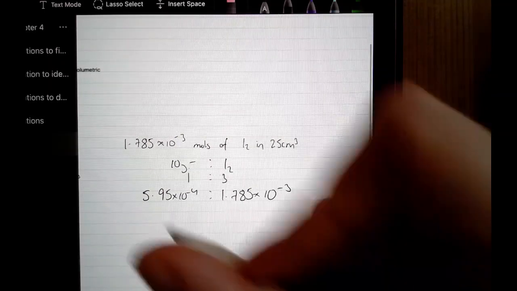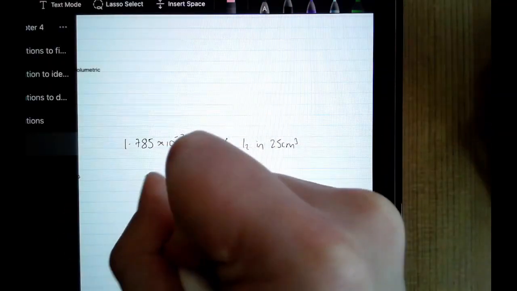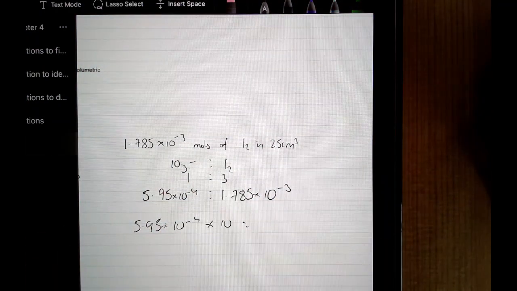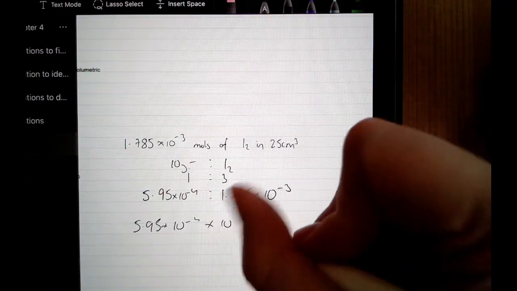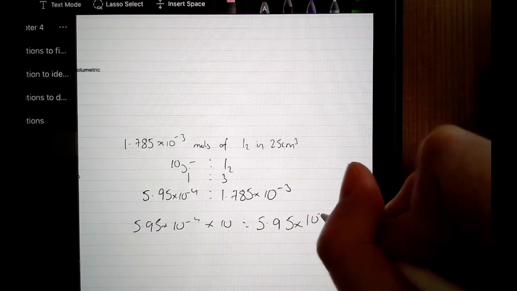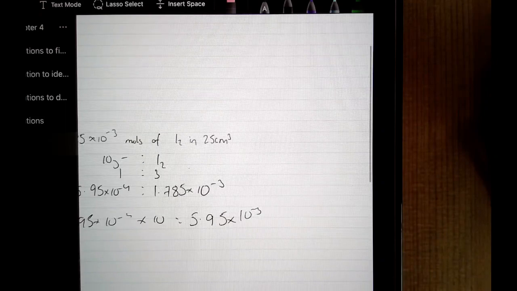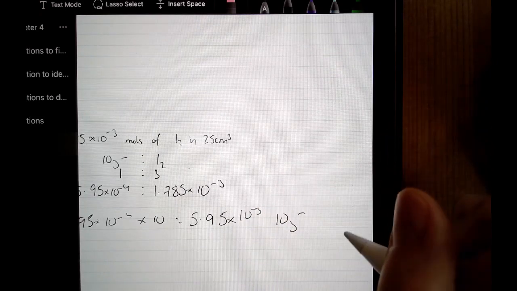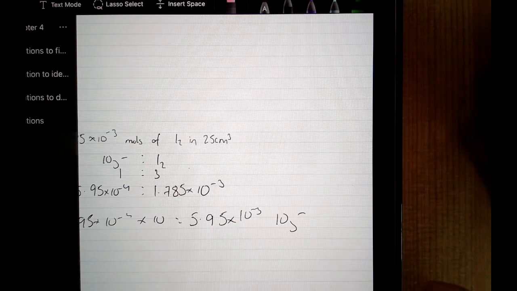But then again, going back to the question, you'll see that you're making it up in a 250 centimetres cubed flask. So what I'm going to need to do now is take the number of moles and times it by 10. I need to scale up by 10 so I know the number of moles I have in 250 centimetres cubed. So that's the number of moles of my iodate. Now I'm not talking about iodine anymore, of iodate in 250 centimetres cubed.